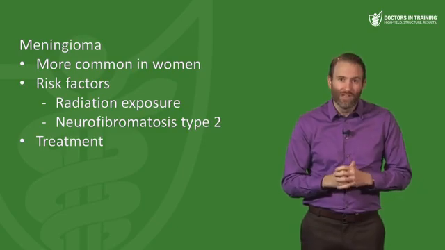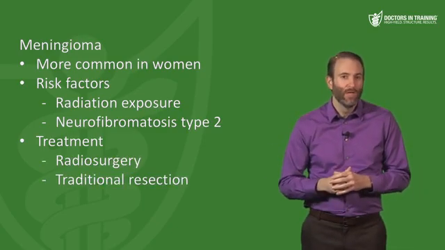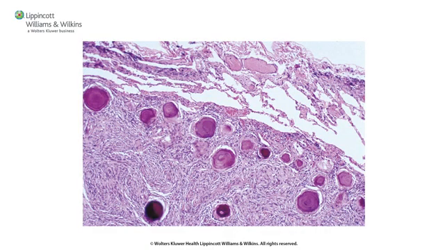But symptomatic meningiomas will be treated with radiosurgery or just traditional resection. Now on histology, you're going to see a whorled pattern. Also, you need to know that this tumor is associated with psammoma bodies. Psammoma bodies are laminated calcifications that look like rings on a tree. So be aware of psammoma bodies and how that is associated with meningioma.